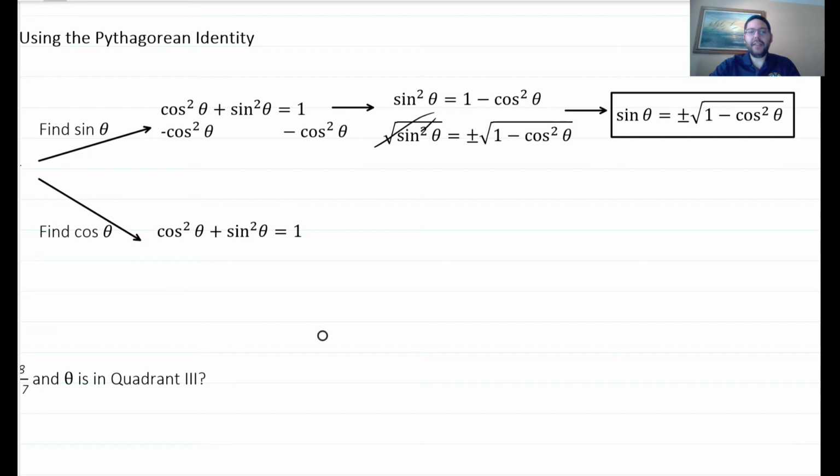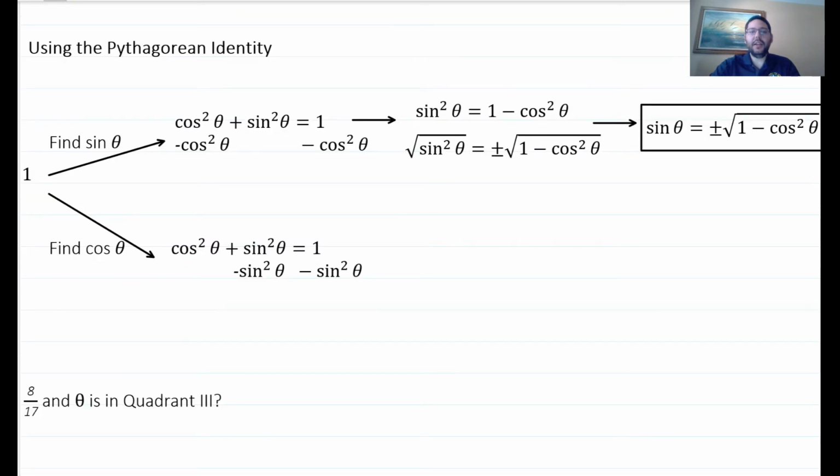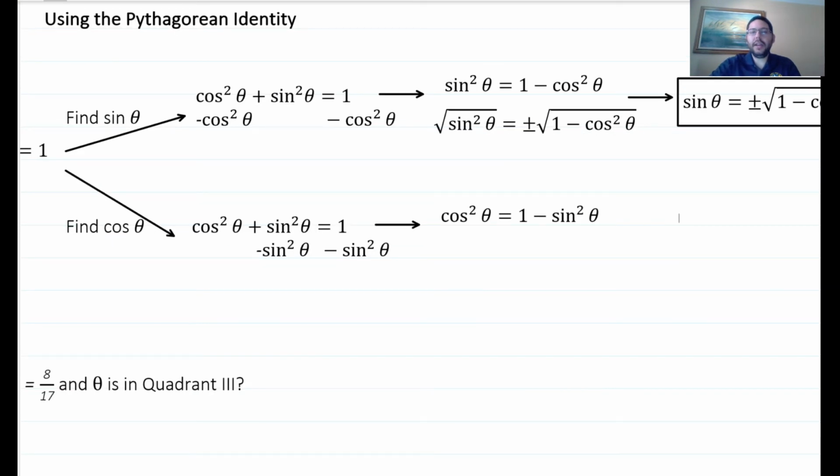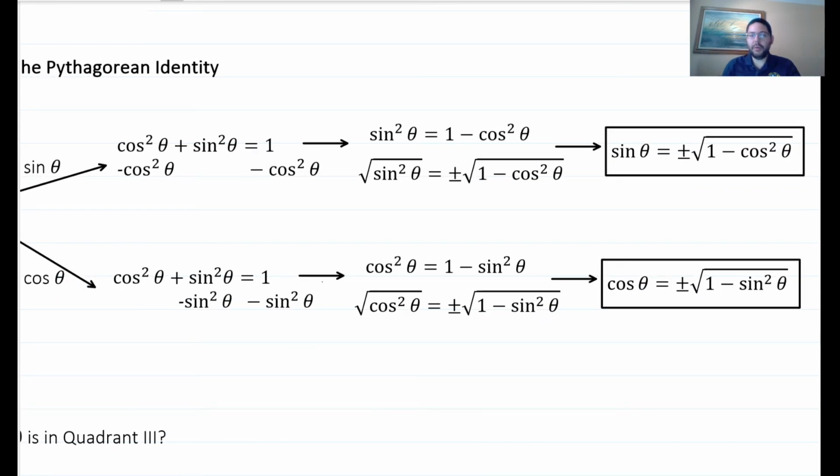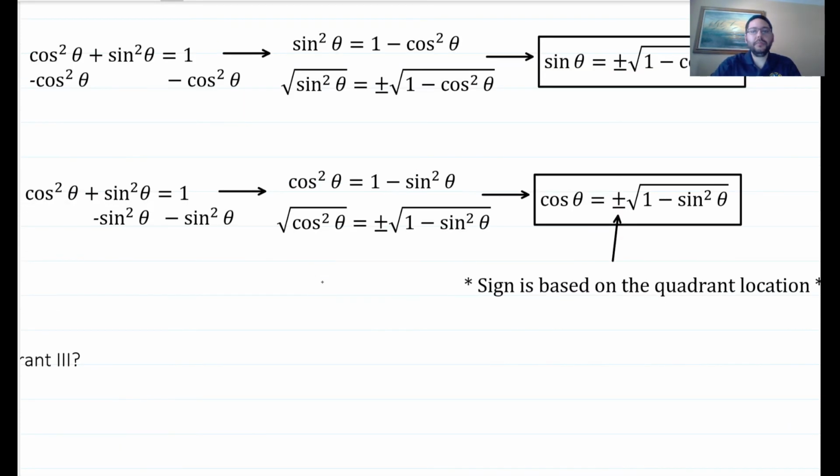We're going to do the same exact thing for the cosine. We're going to subtract sine squared on both sides to solve for cosine. Then we're going to take the square root on both sides so that the squared and the square root cancel. And then we end up getting our identity for cosine. So we're going to put these two equations into good use in the next couple examples.